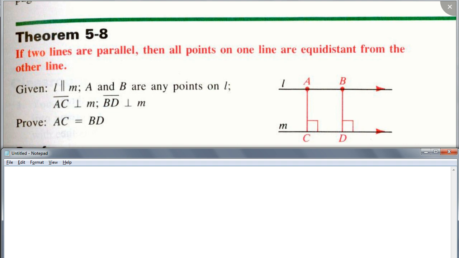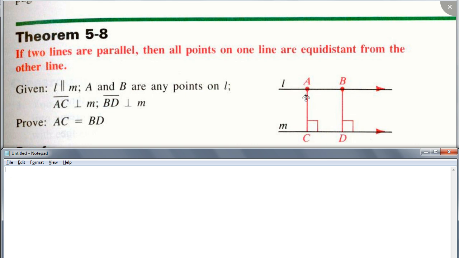So therefore we know that AC is congruent to BD because you basically have a parallelogram. Does that make sense? So we know that if two lines are parallel, then all points on one line are equidistant from the other line. Is that okay? Yeah, so you get ABDC becomes a parallelogram. That's basically why this is true.